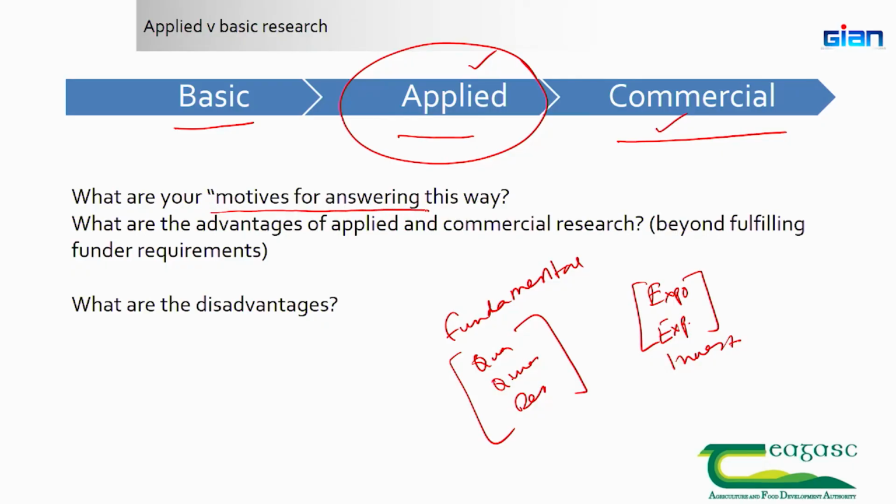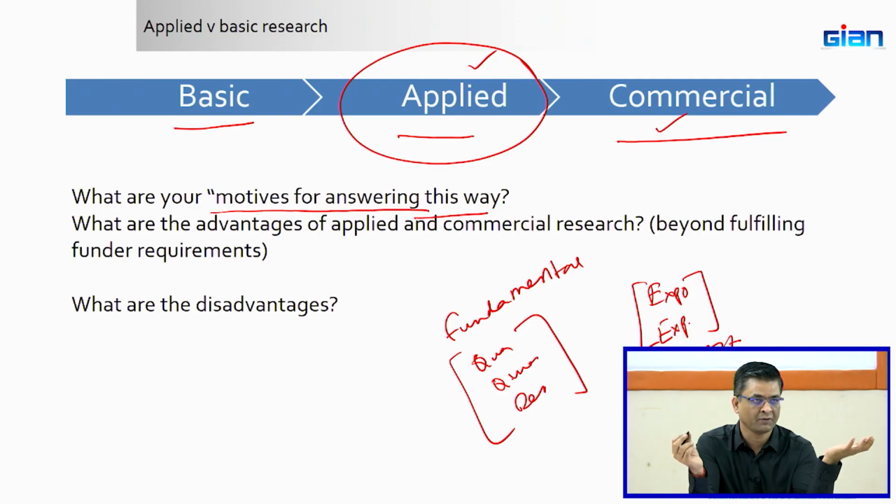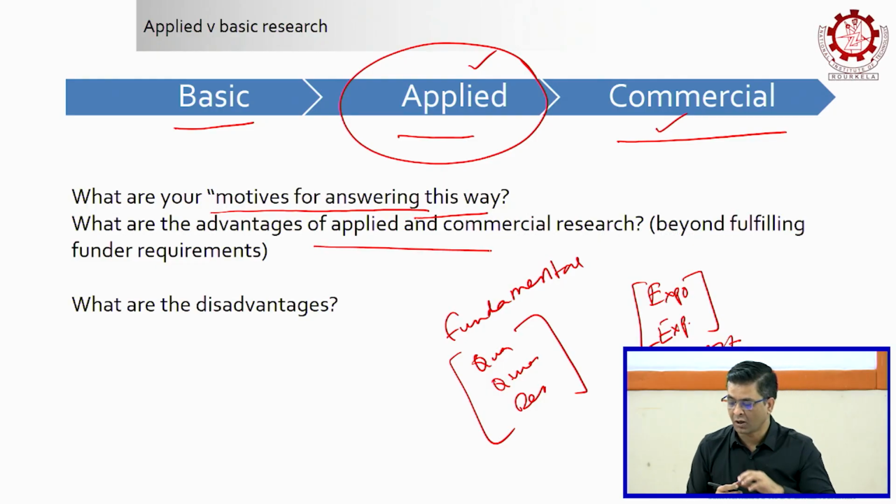So here the focus was mainly on the research related to innovation activities. If you look at your motivation for answering this way, that means: do I do this research for publication, or to solve this problem? What is your exact motivation, whether you are doing basic research, applied research, or commercial research? And again, what are the advantages of applied and commercial research beyond fulfilling the funding requirement?